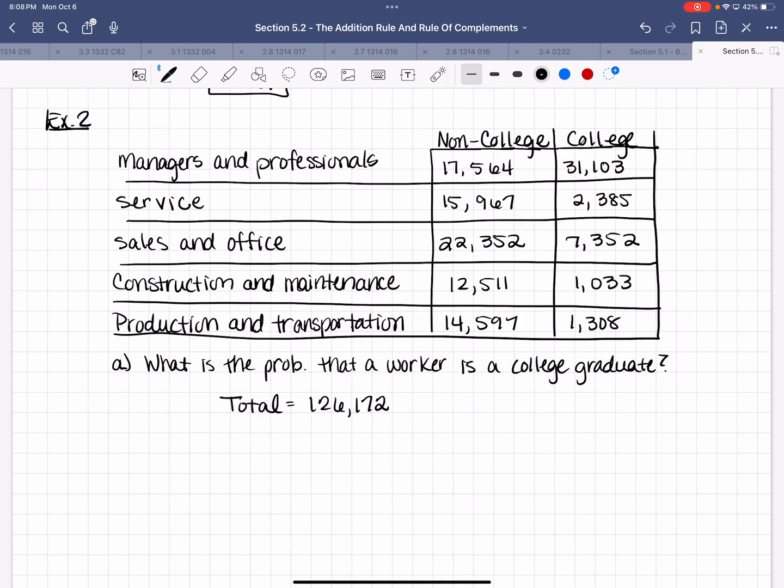Now, we want the probability that they are a college graduate. So, probability of college. Which column am I going to add up? Yep. So, I've got the 31,103 plus the 2385 plus the 7352 plus the 1033 plus the 1308. How many did y'all get?